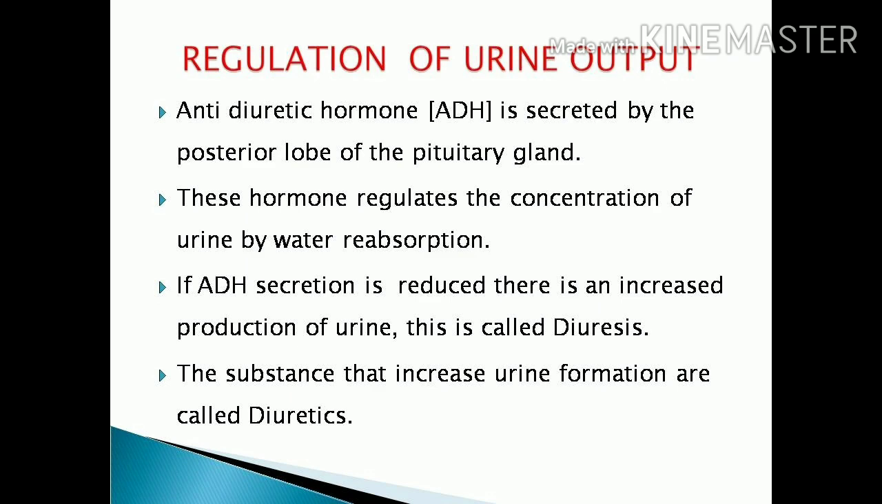ADH hormone is also called vasopressin. It is secreted in the posterior lobe of the pituitary gland. It regulates the reabsorption of water in the nephron. If there is less secretion of ADH hormone, it leads to diuresis, meaning more urine will pass. Our kidney, or our nephron, is unable to absorb the water, so that water will come out in the form of urine. That condition is called diuresis, and the substance that increases urine formation is called a diuretic.